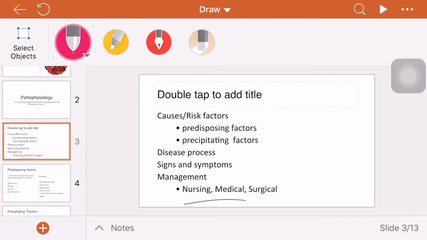Now, unsa man to ang atong contents sa atong pathophysiology? Of course, first, we need to know the causes. Causes or risk factors. This is divided into two, predisposing factors and precipitating factors. I will discuss the difference between the two later on.